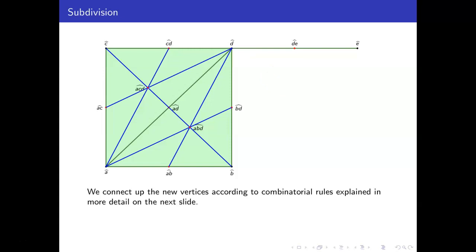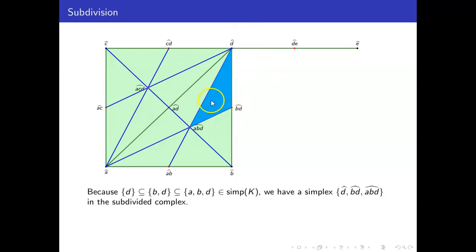So here, for example, is one of our new 2-simplices with vertices D hat, BD hat, and ABD hat. The reason why that counts as a 2-simplex is that these are the centers of the simplex D, the simplex BD, and the simplex ABD, and those simplices are nicely nested like this. D is contained in BD, contained in ABD, and whenever we have a situation like this, we get a 2-simplex in the subdivision.